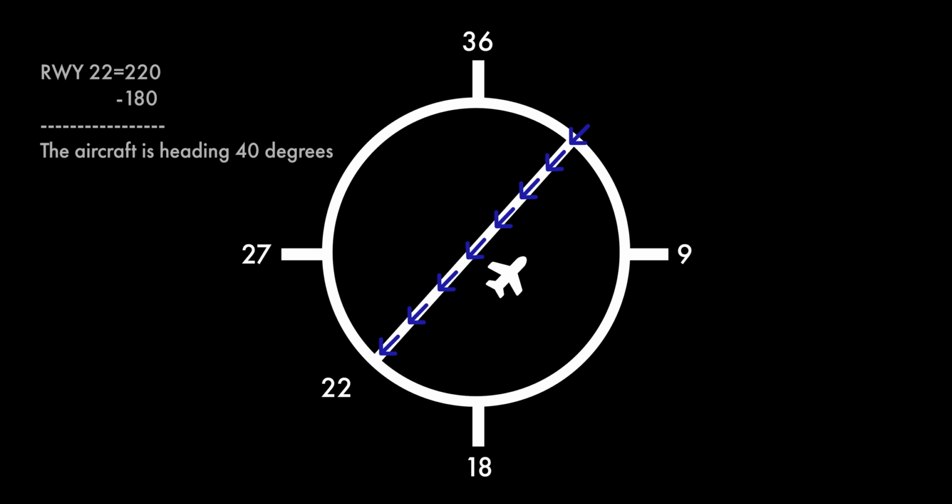Now, instead of adding 180, we're going to subtract 180. So remember that anytime it's a runway number that's greater than 18, we're going to subtract 180. So we'll take 220 minus 180 to get 40 degrees. This is our correct answer.